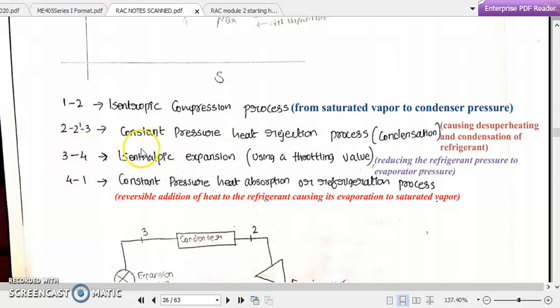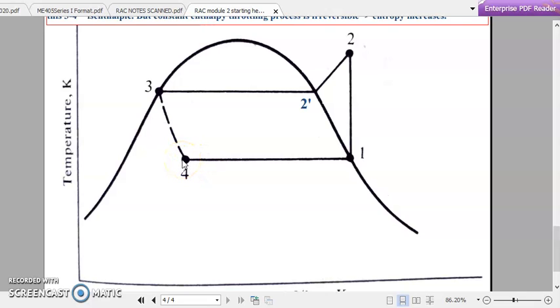Then 3-4, we already discussed what that is. 3-4 is the isenthalpic, or constant enthalpy, expansion process. How is that carried out? It is carried out using a throttling valve or a throttling device. In this throttling valve, it will reduce the refrigerant pressure back to our evaporator pressure. Where is this evaporator situated? At 4-1. After this isenthalpic expansion process, the refrigerant pressure will be reduced back to our evaporator, or the freezer compartment. Evaporator is nothing but our freezer compartment where the refrigeration process is occurring.